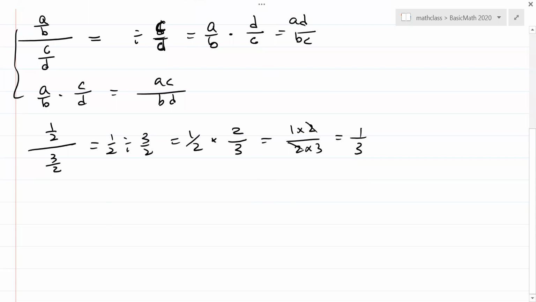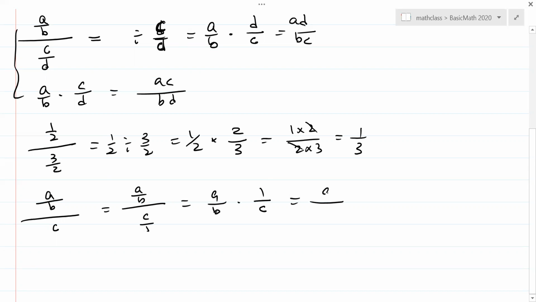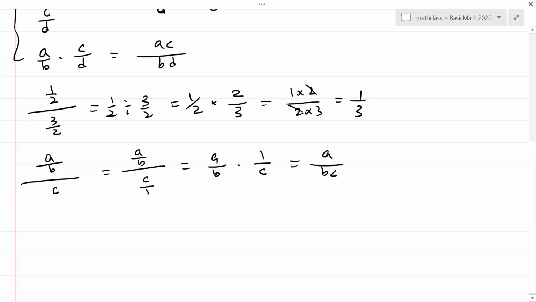Now, some are special cases. For example, A over B divided by C, where C is only one number. In that case, you can view it as the fraction C over 1. Then you do the same thing. That will be A over B times 1 over C, so you get A over B times C. You basically just move C to the denominator where B is. So this is another rule, and that's a special case, right?